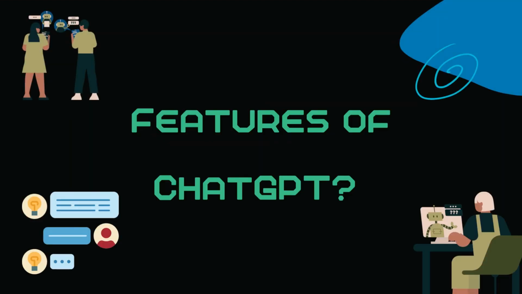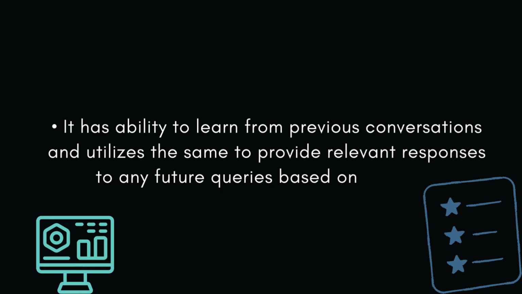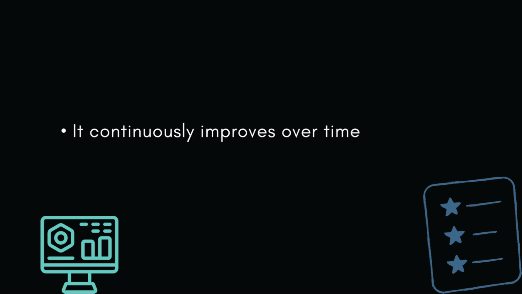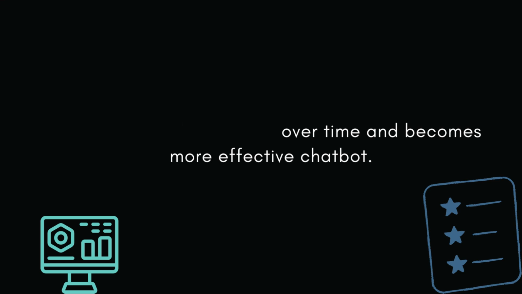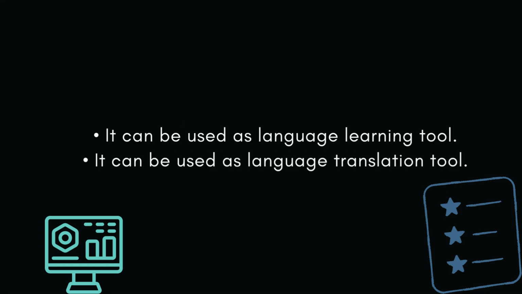Features of ChatGPT. Following are the features of ChatGPT. It understands the overall context of a query or conversation and generates specific responses which are relevant to the topic. It has the ability to learn from previous conversations and utilizes the same to provide relevant responses to any future queries based on learning. It continuously improves over time and becomes a more effective chatbot. It can be used as a language learning tool. It can be used as a language translation tool.